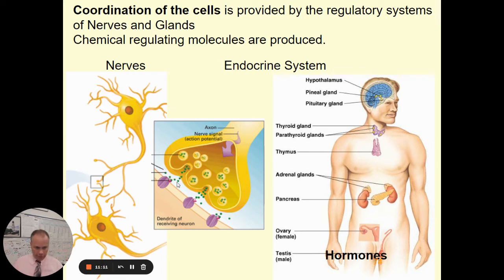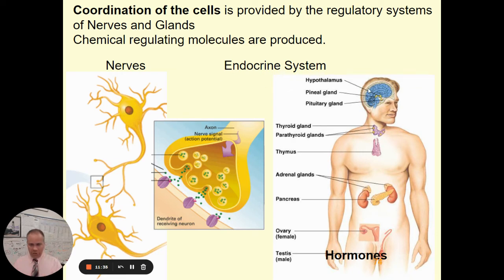special chemicals get released into this space that's called the synapse, and they bind to receptors on the next dendrite of the next neuron, causing the signal to continue to be passed on to the next cell. So they work on electrical signal, and then to bridge the gap, they work on a chemical signal.